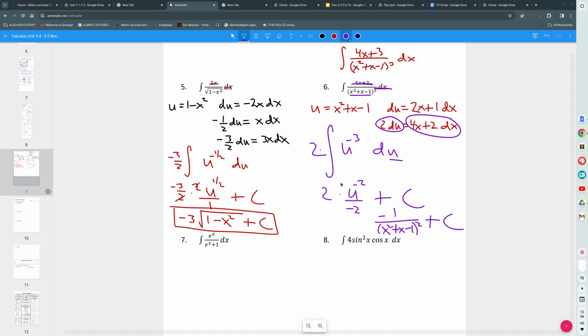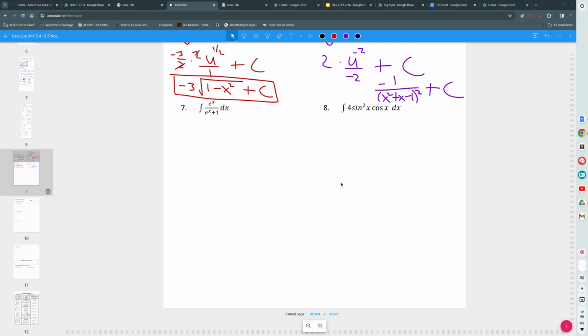So you get negative 1 over x squared plus x minus 1 quantity squared plus a constant. What if I had extra time on the test, because Mr. Gens likes to write short tests, and I wanted to check my answers? What would I do? I'd take the derivative of that, and I should get the original. Piece of cake. We really appreciate it when Gens makes short tests.